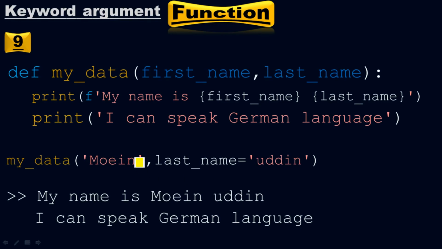So you can put the first argument as a positional argument and the second one as a keyword argument, and you will still get the same answer, Moein. And then the second print function, I can speak German language.